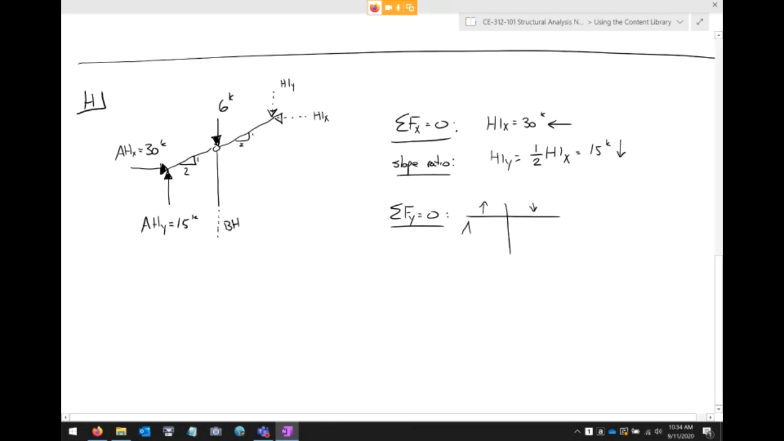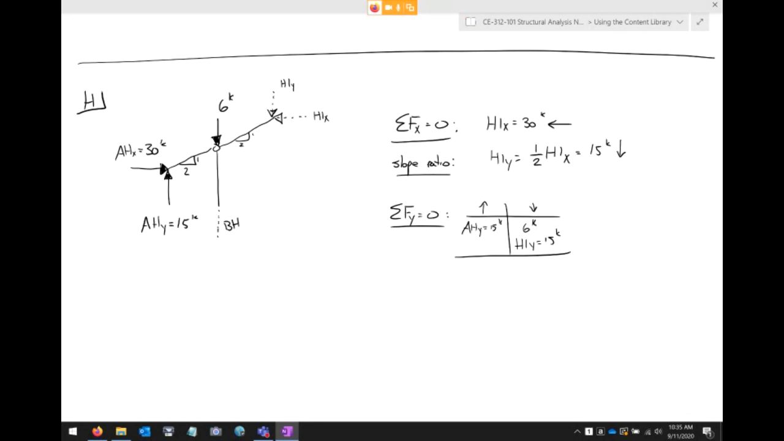I can say AHY is 15 kips. I got my 6-kip load here. I got HIY here. Because some of these, you start doing them, and there's like five or six members, and there's loads all over the place. Don't hold back from writing this stuff down if you need to.